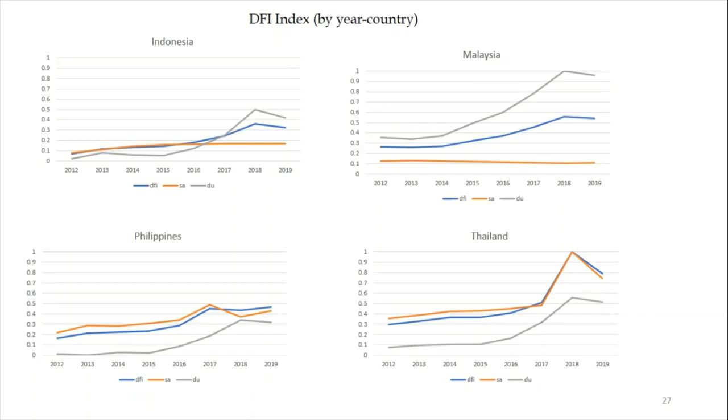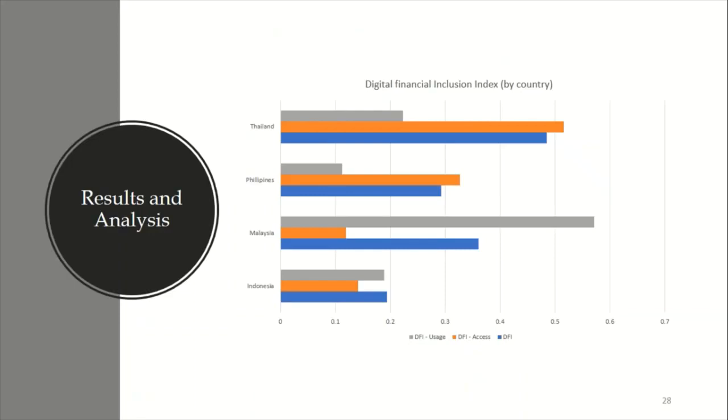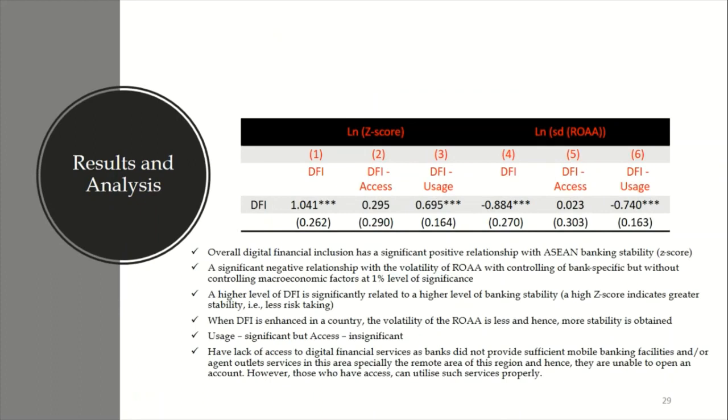So we can see that in terms of usage, Malaysia is number one. And if you look at the overall index and access to digital finance, Thailand is quite improving and they are outperforming the others. These are the overall indexes, which we already mentioned in our previous slides. So these are the main results.